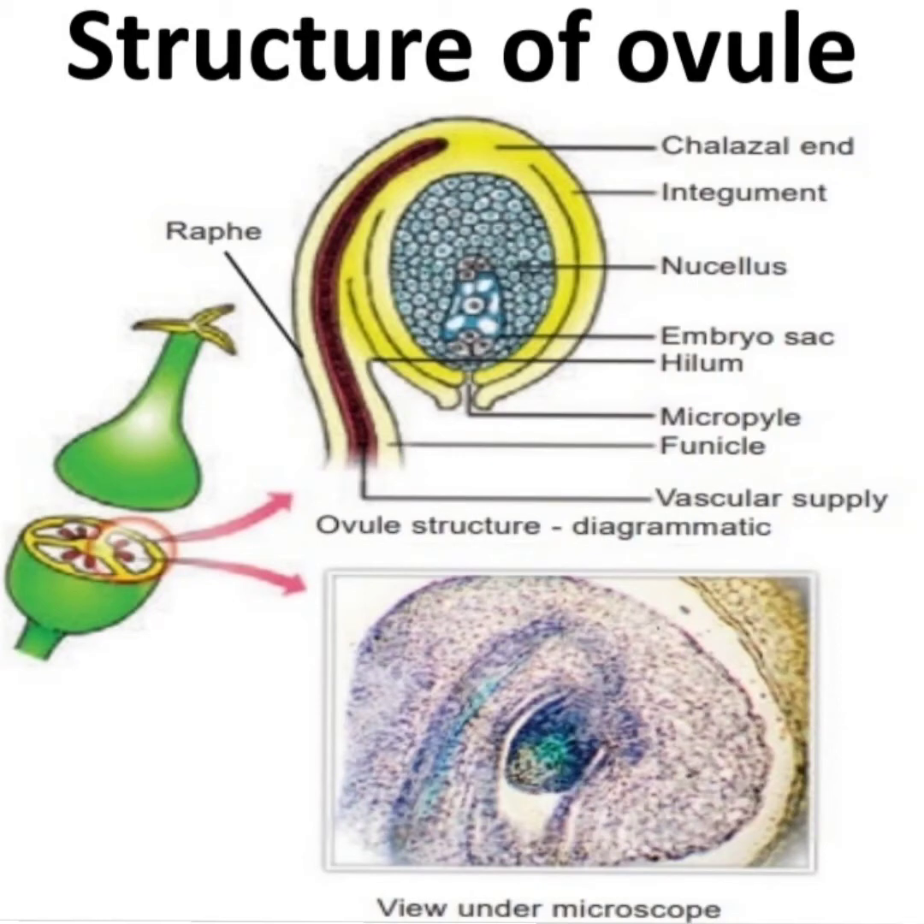it has a funicle that carries the vascular supply which attaches the ovule to the placenta, and the attachment of the funicle to the ovule is called the hilum, and it has a thick ridge called the raphe, and the integument is open at a place that is called the micropyle. Inside the integument is the nucellus which contains the embryo sac. Opposite to the micropylar end is the chalazal end. You must study the structure of the ovule properly.